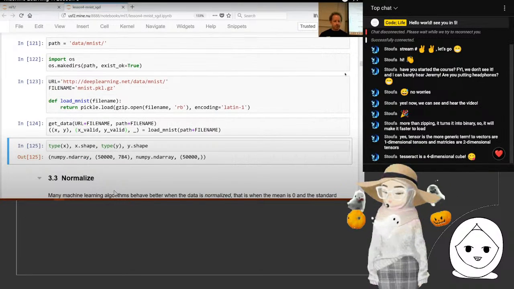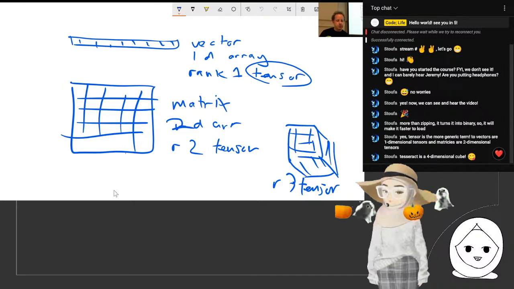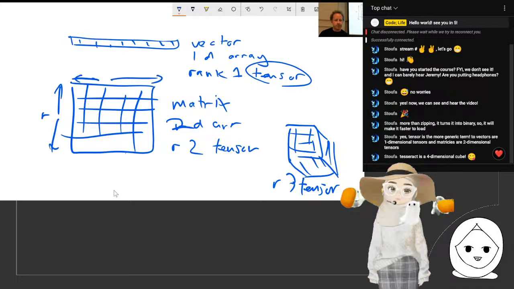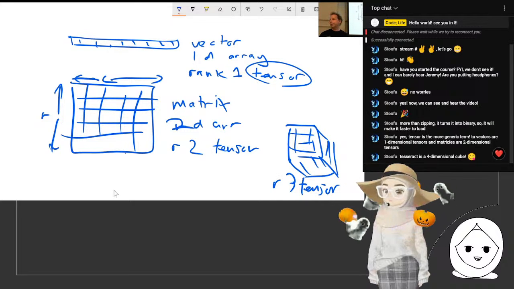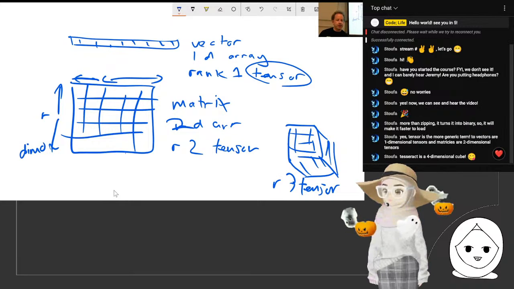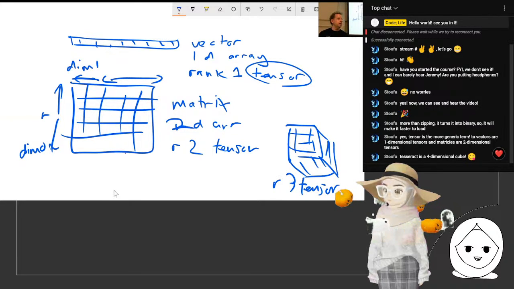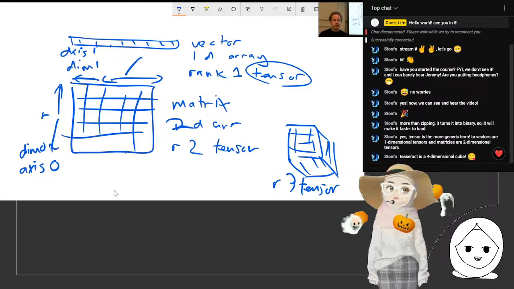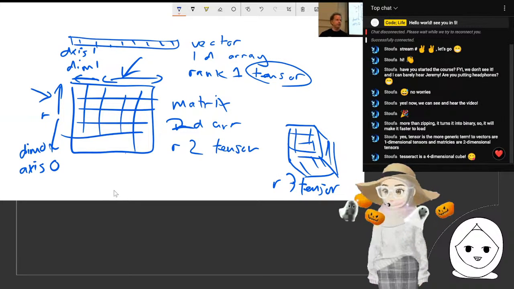The rows and columns, if we're computer science people, we would call this dimension 0 and dimension 1. But if we're deep learning people, we would call this axis 0 or axis 1. And then just to be really confusing, if you're an image person, this is the first axis and this is the second axis.